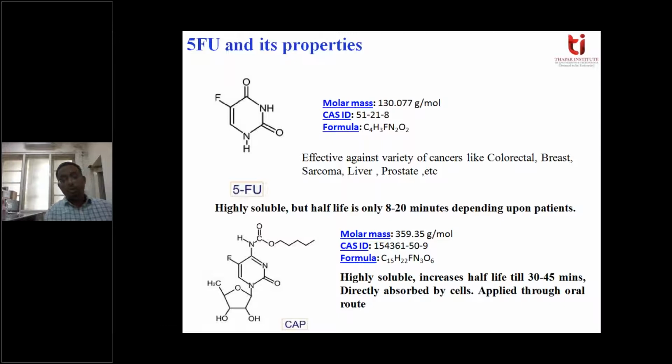So what we do for oral delivery is we take a prodrug, which is capecitabine, where you have a ribose and then an amide chain attached to it. This increases the half-life of the drug from 8 minutes to around 30 to 45 minutes, which is good enough for the drug to be absorbed. And this drug is quite popular for use for different types of cancer.